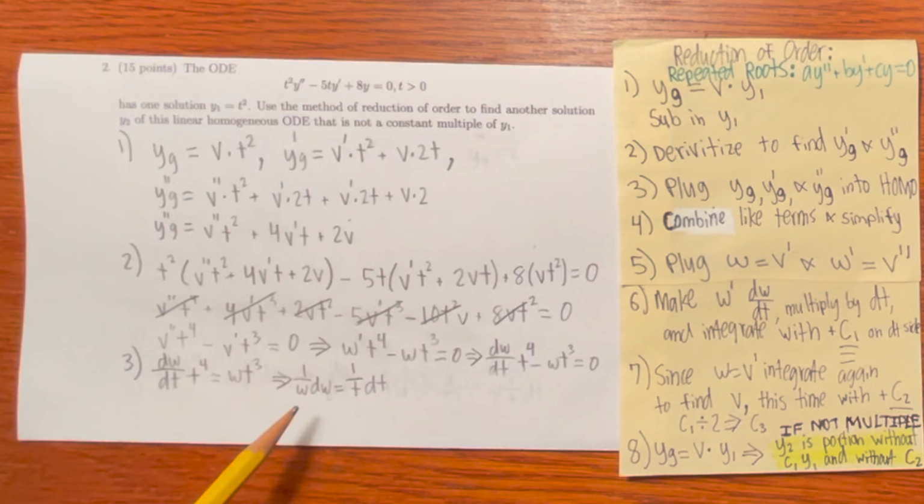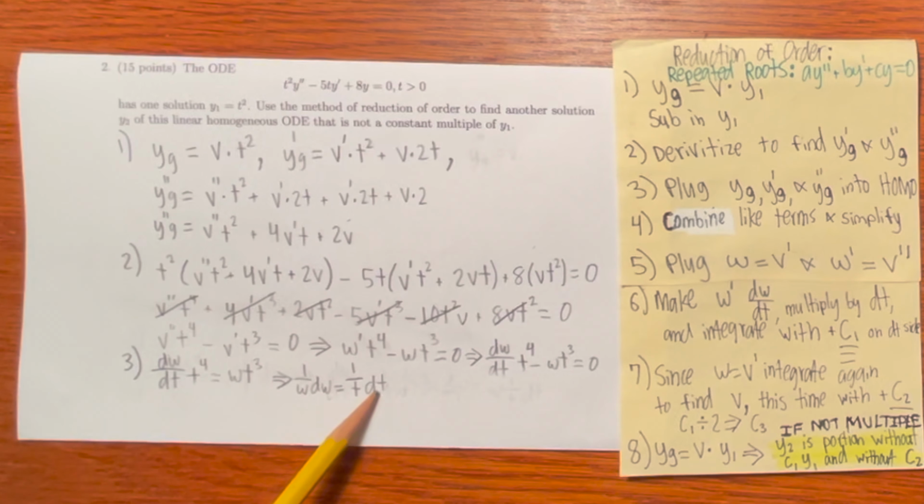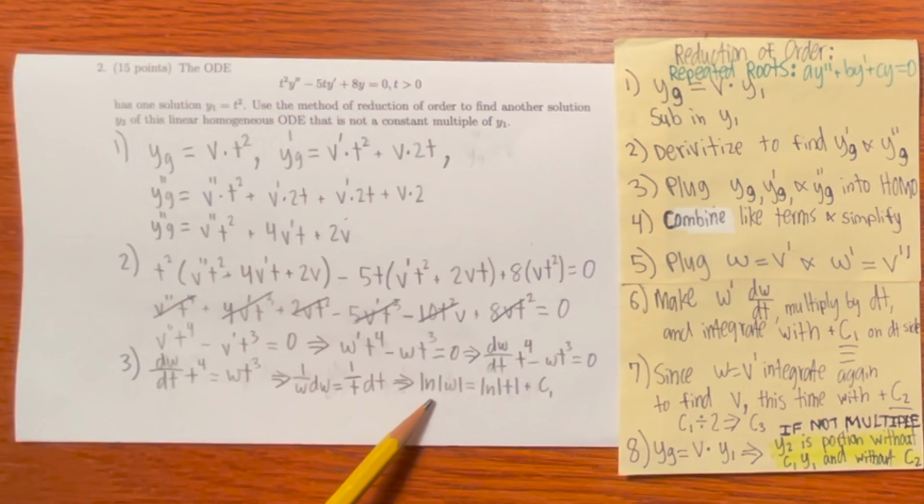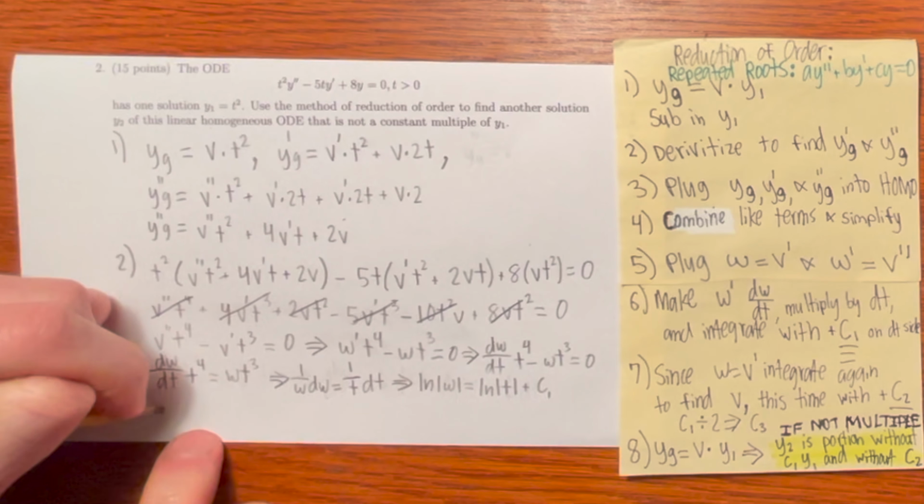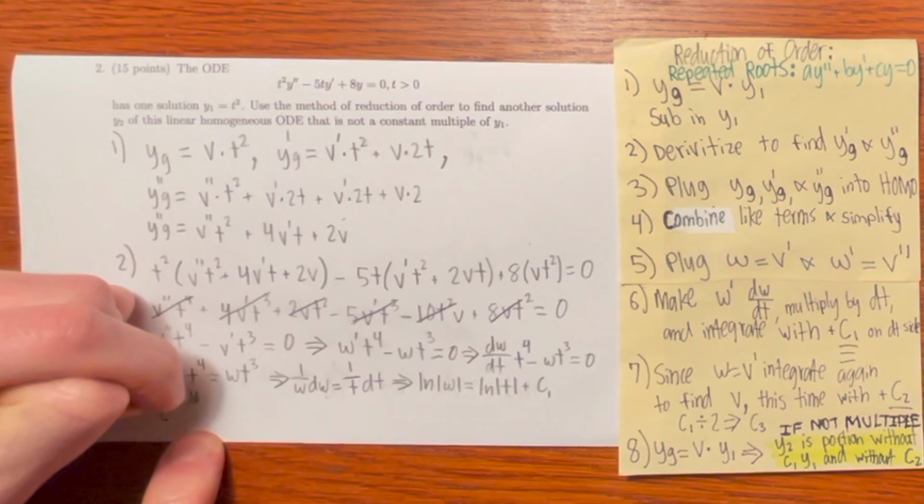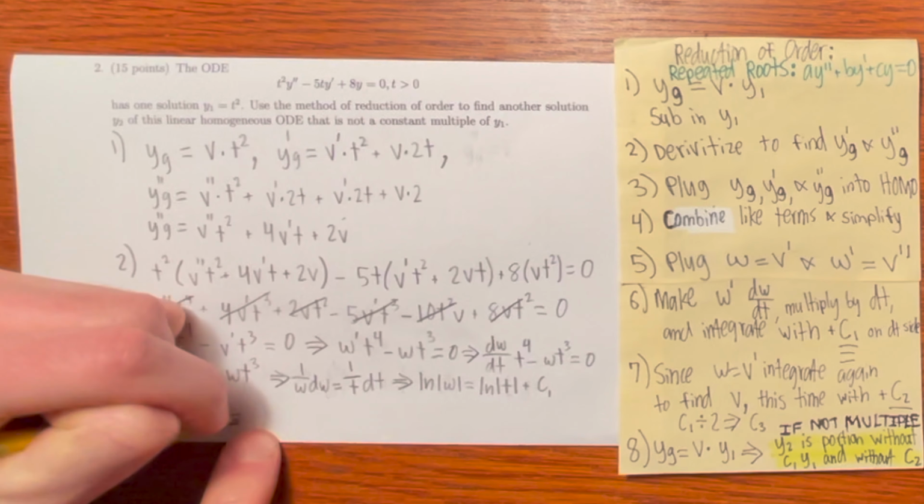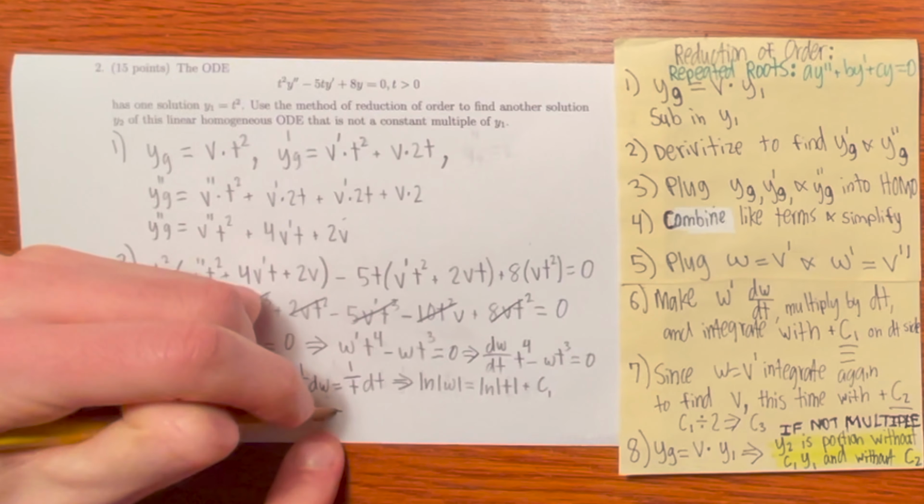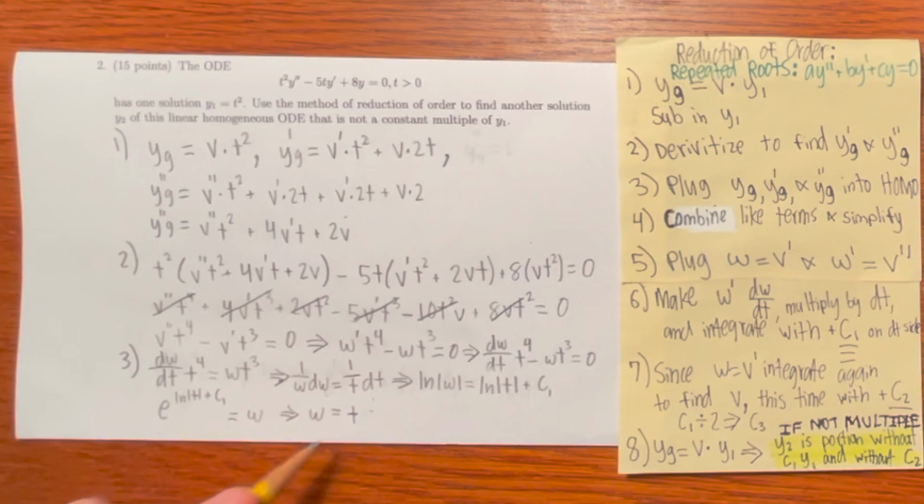We then integrate with respect to w on the left side and integrate with respect to t on the right side. And when we integrate with respect to t on the right side, we add plus c1. This means e to the power of this term equals w. So we can rewrite it as e to the power of ln t plus c1 equals w, which makes w equal to t, since these two terms cancel each other out, times e to the c1, which we can just rename c2.